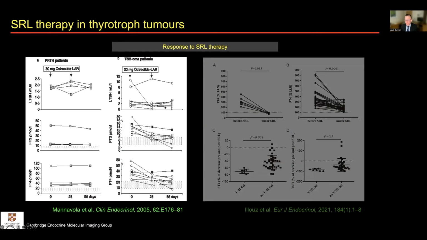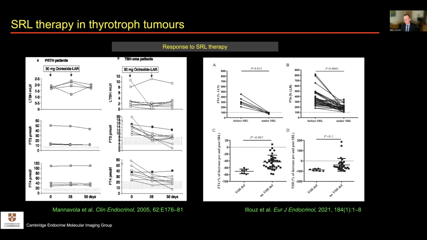And indeed, Philippe Chanson and colleagues have shown that this is a very effective form of treatment for TSHomas, and indeed some patients with TSH-secreting pituitary tumours can actually develop a form of central hypothyroidism, almost requiring a block and replacement strategy on the basis that the normal thyrotropes are still asleep and the somatostatin receptor ligand is nicely suppressing the tumoral thyrotropes.